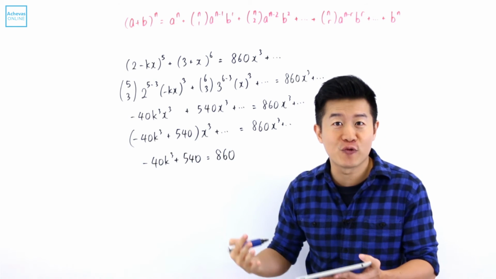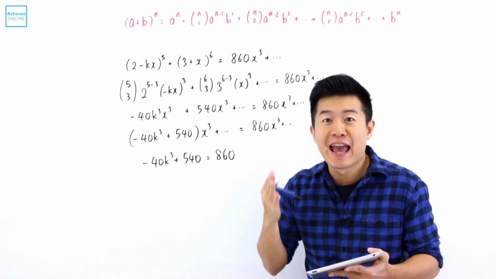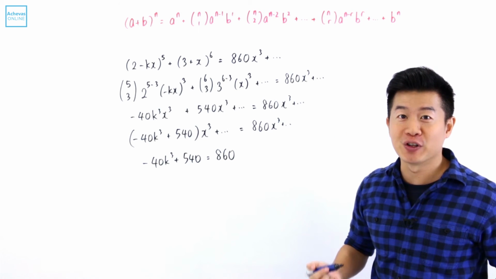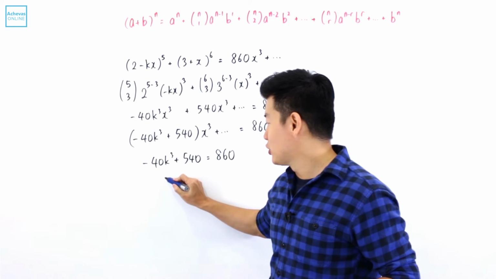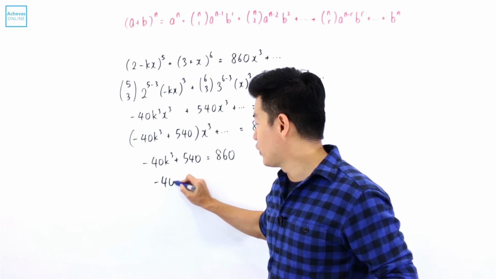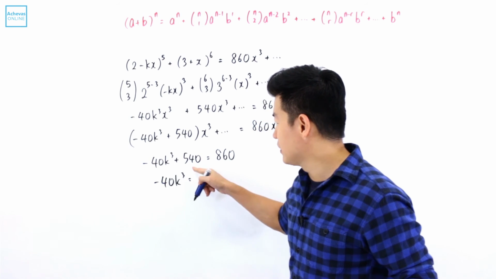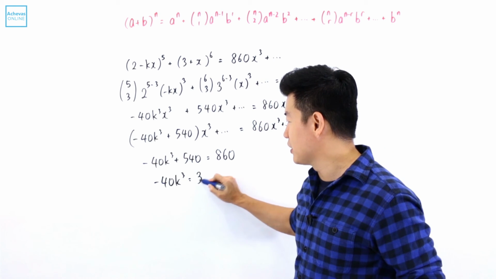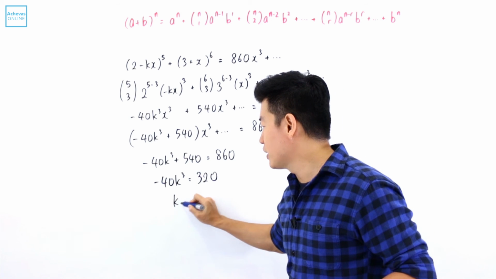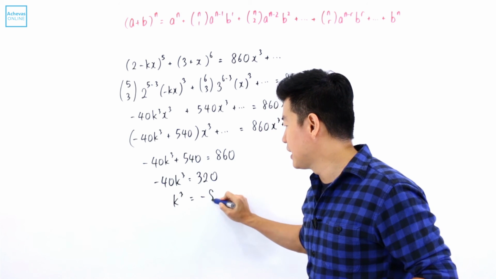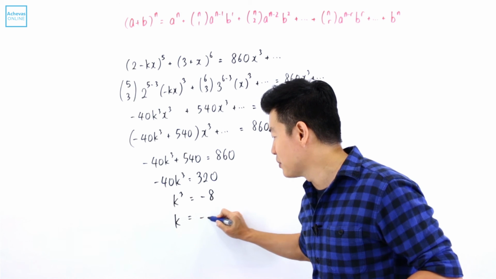This is how we managed to form an equation in terms of k, and now we'll be able to solve for the value of k. So this minus 40 k to the power of 3, if I were to bring it over, it is going to be 320. So k to the power of 3 is minus 8 and k is minus 2.